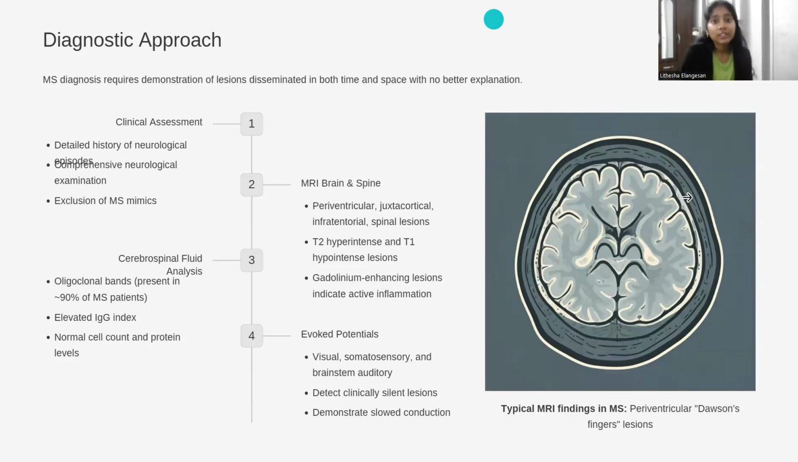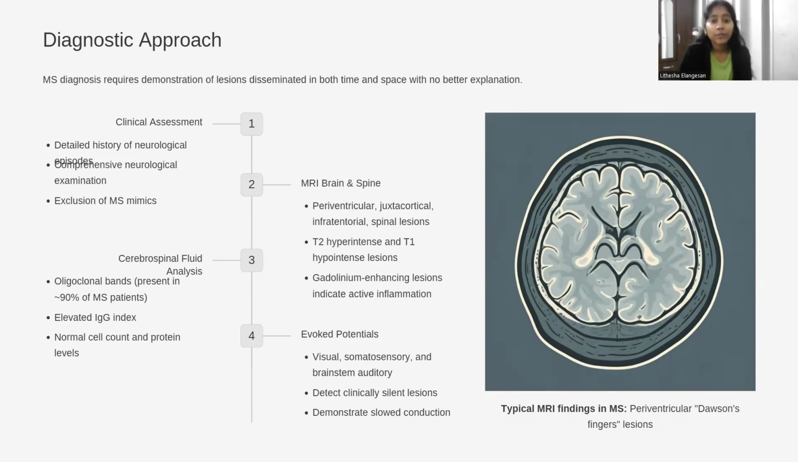The first thing that they would do, as any doctor would do, is take a history of any neurological episodes you've experienced, and conduct a comprehensive neurological examination of your movement, sensory function, and cognitive function. This is done in order to exclude any other diseases that are similar to MS or that can mimic MS. Then they will conduct an MRI of your brain and spine. They will detect any periventricular, juxtacortical, infratentorial, or spinal lesions, which are basically caused by MS.